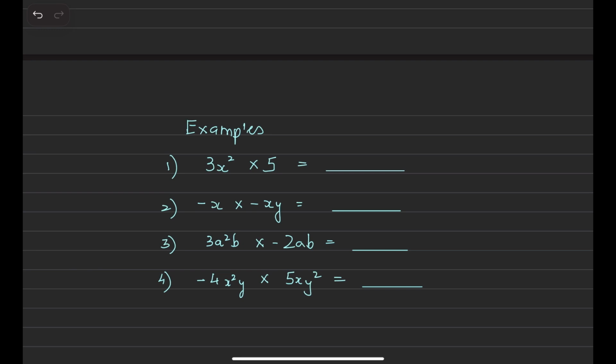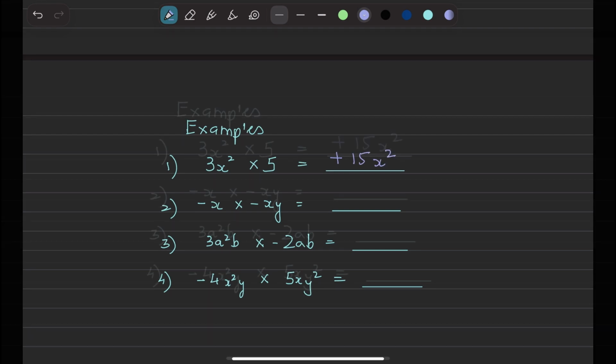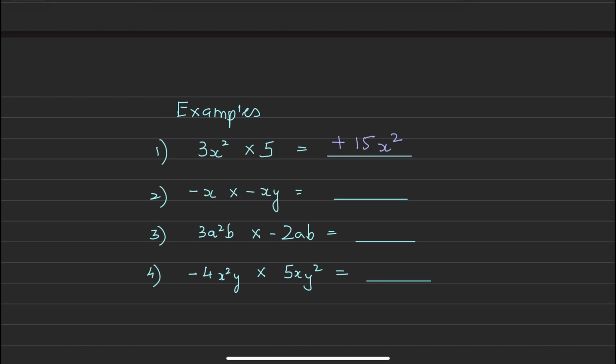First step is deal with the signs. Okay, first deal with the signs. So this is positive, then the numerals, 3 5s are 15 x square. The next one, first deal with the signs. Negative and negative is positive. There are no numbers to be dealt with. How many total x's are there? 2. And how many y's? Just 1.